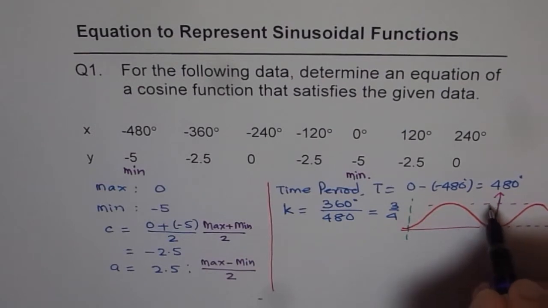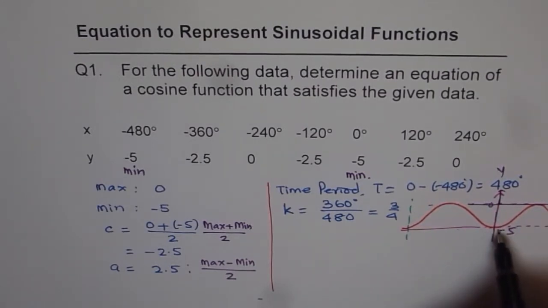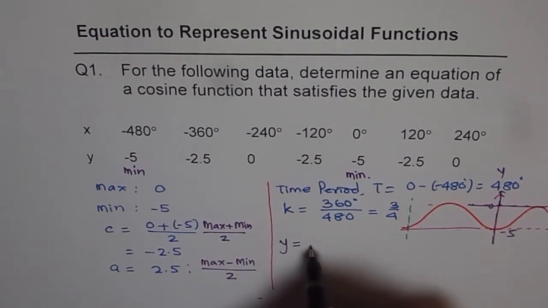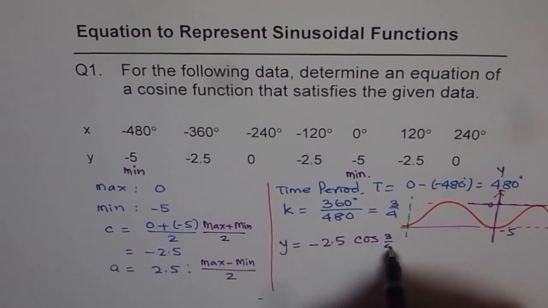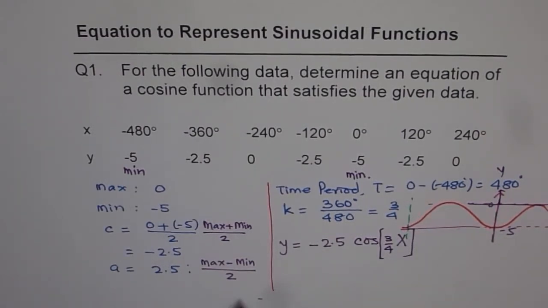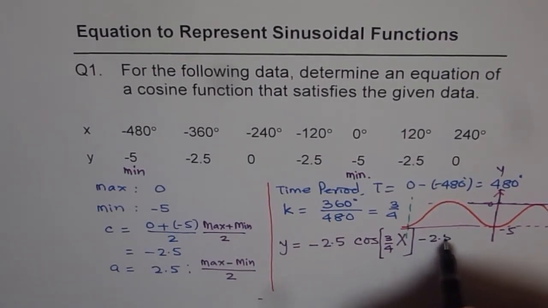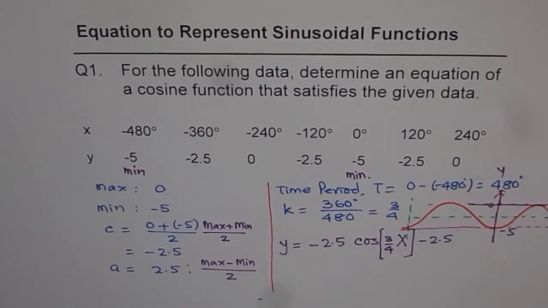So we'll draw a coordinate plane here. That is x for us, this is y for us, and this is minus 5. And here we have a maximum value of 0. As you can see, the function actually starts from a minimum. So if we are using a cosine function, we can start with a phase shift of 180 degrees, or a reflection on the x-axis. So we can write our function as y equals minus 2.5 cos of 3/4 x, because the minus has already taken care of the phase shift, plus c, which is minus 2.5. That is our axis of symmetry, and this represents the equation for the graph.